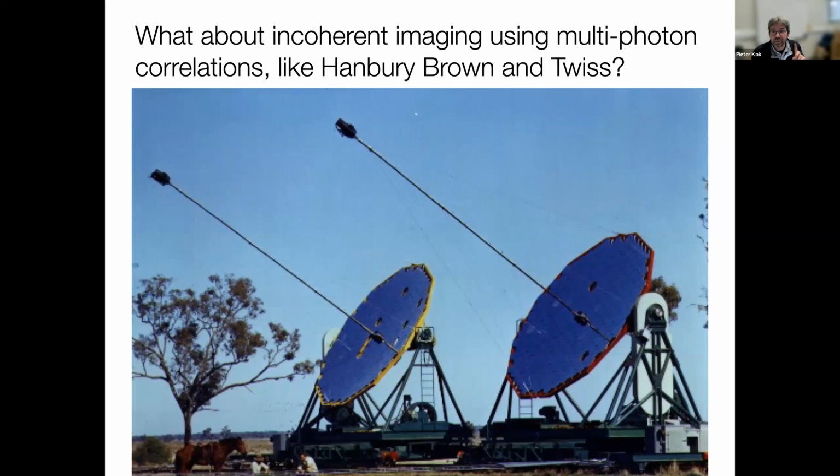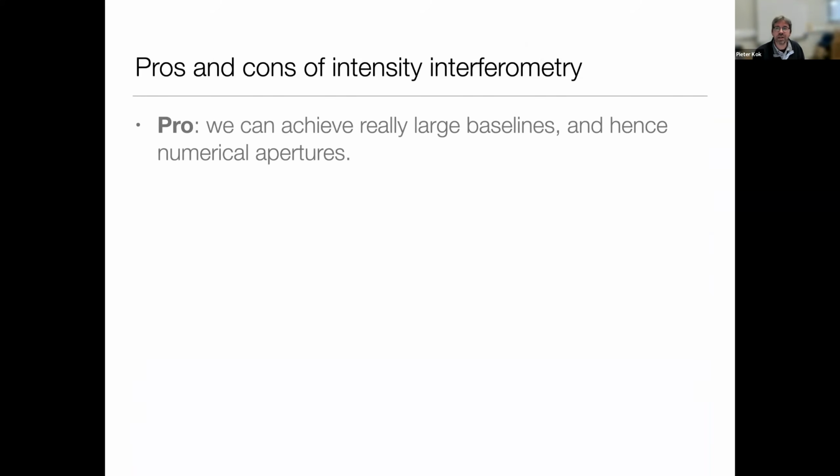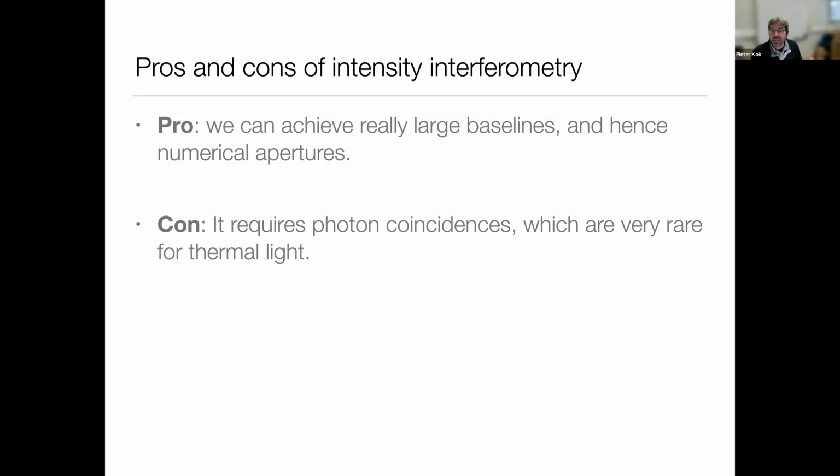Right, but you pay a price, because this requires that you get two photons from a thermal mode, and thermal modes have on average very few photons in them. So the pro is that we can get really, really large baselines, and the bigger the baseline, the better the resolution, because the baseline basically determines your numerical aperture. So that was the sine alpha in the denominator of Ernst Abbe's formula. The con is that we want photon coincidences, which are very rare.